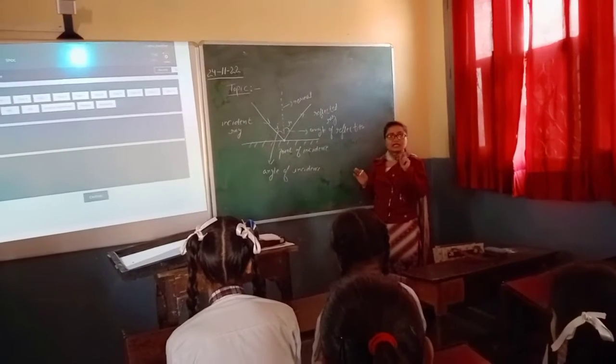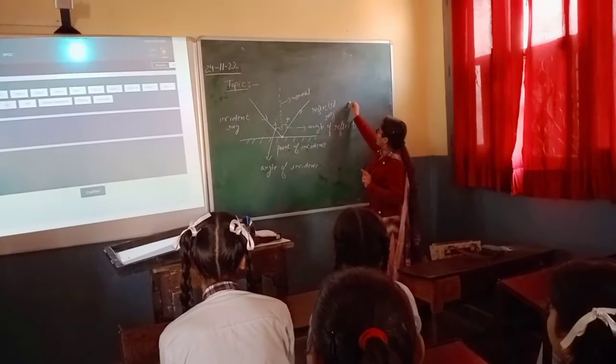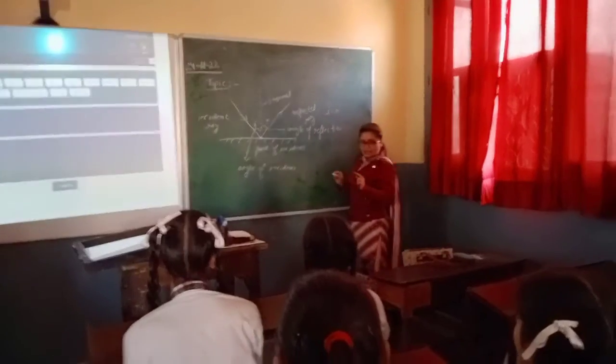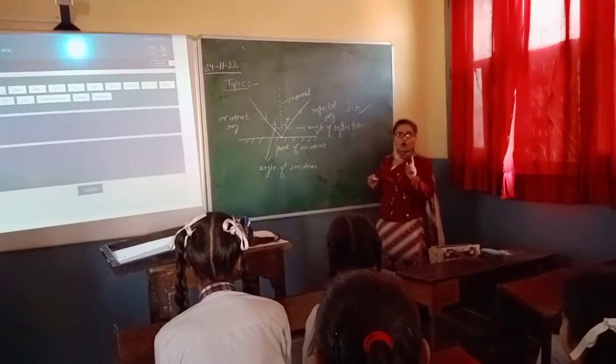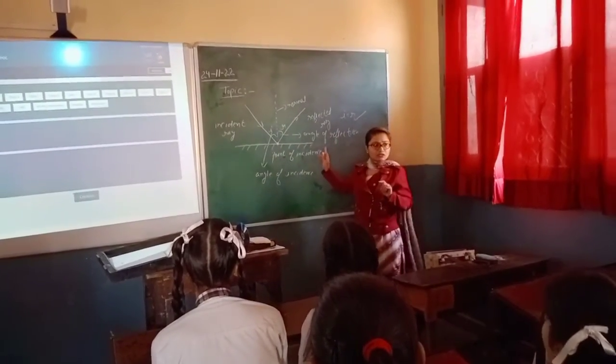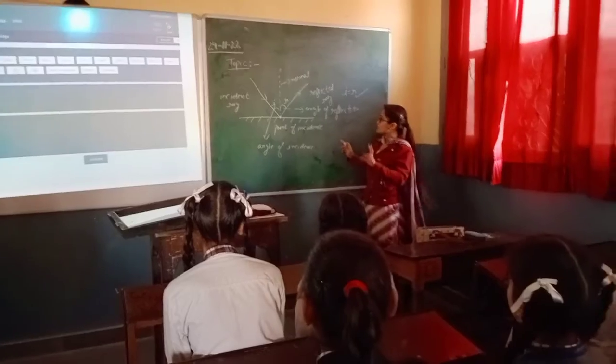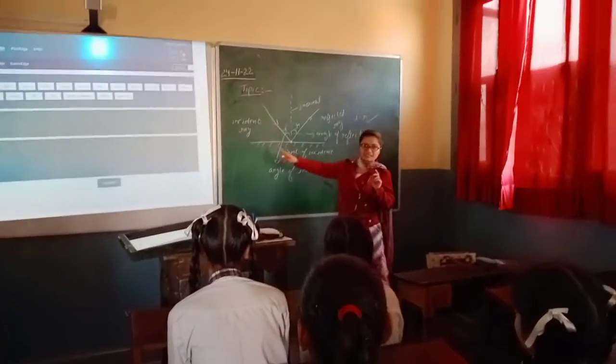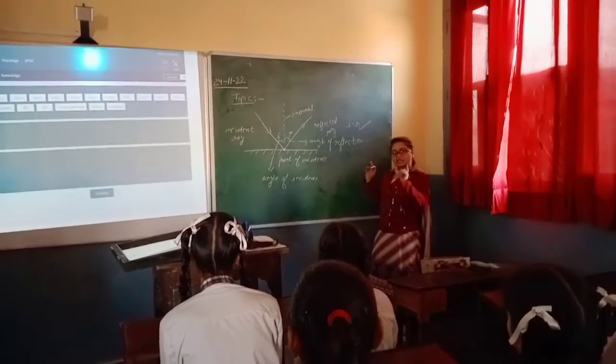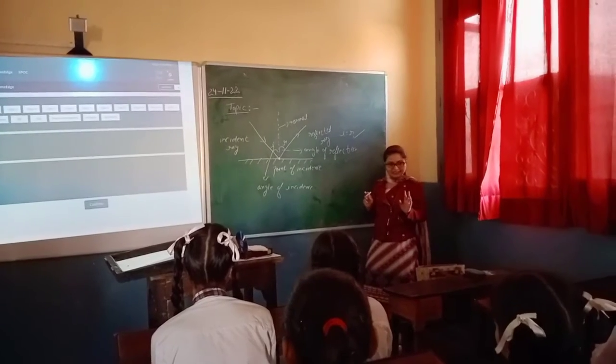Now, the most interesting thing here is that angle of incidence and angle of reflection both are equal. That means I is equal to R. This is called law of reflection. If someone asks you what is law of reflection, you have to say that angle of incidence is equal to angle of reflection. यहाँ तक clear है?